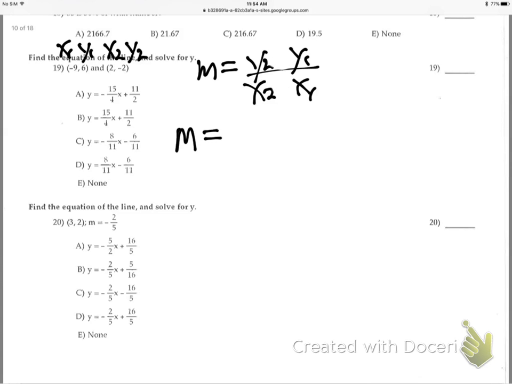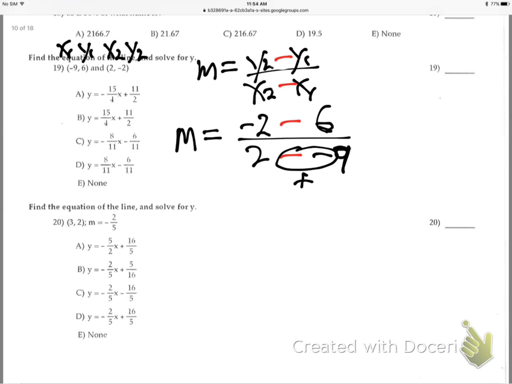And notice there's subtraction symbols built right into the formula. So that's in addition to any negative signs plugged into the thing, right? So y2 is negative 2 minus y1 is 6 over x2, 2 minus x1, negative 9. Everybody tracking with all that? There's the minuses that come from the formula, and then some of the numbers are negative as well. These guys are going to be plus. So it's going to be negative 8 over 11.